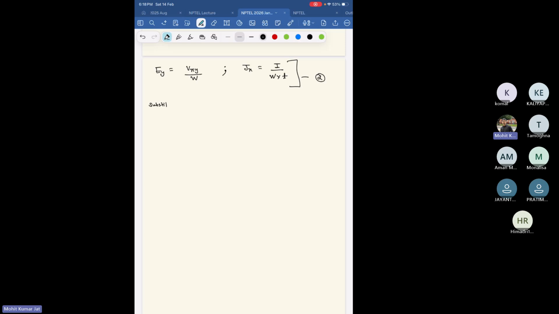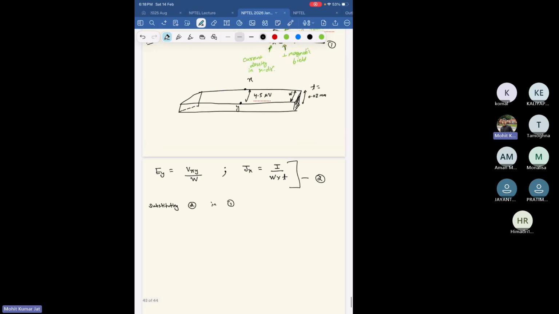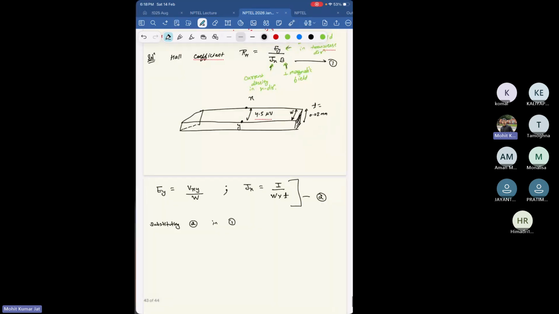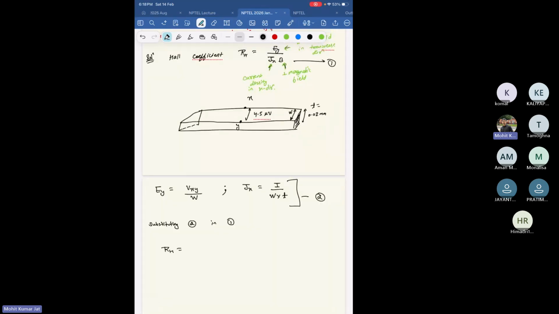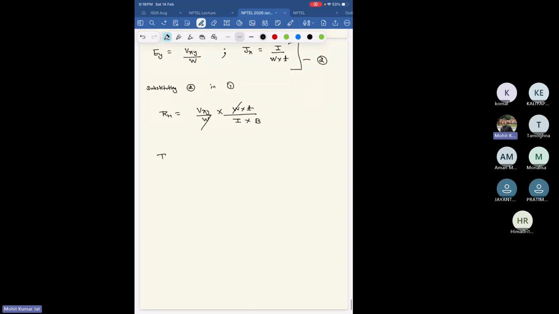Substituting 2 in 1. So RH is nothing but EY is VXY by W times W times T by I times B. W goes away, but we are left with RH equals VXY, that is the transverse voltage, whatever the value is given, times T, the thickness, divided by I, the current, times B, the magnetic field.